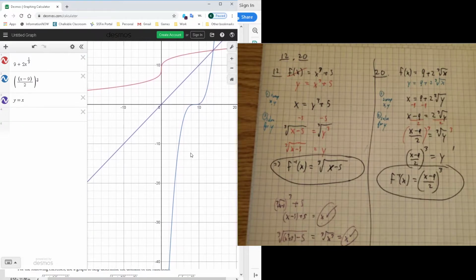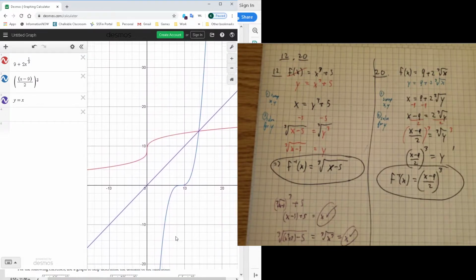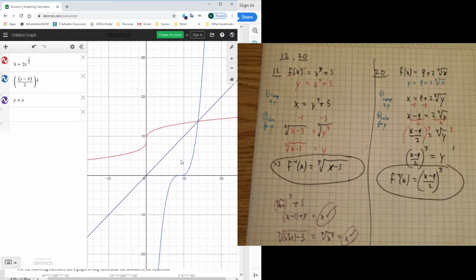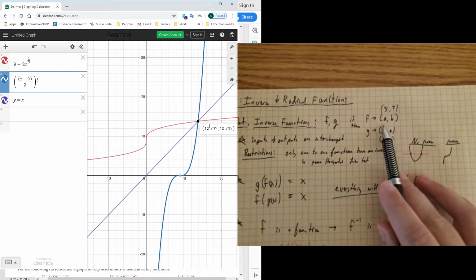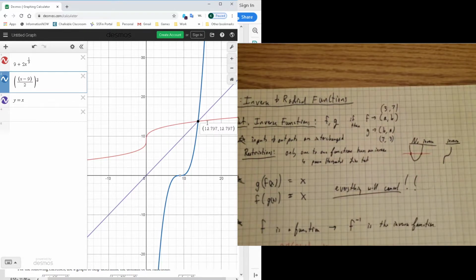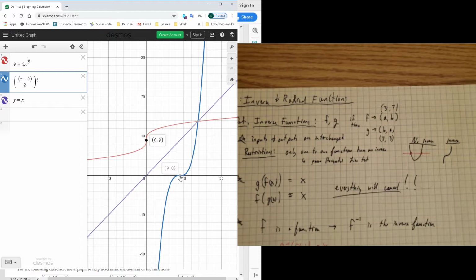If we go to another easy value, I think that's actually it. Oh, that's not a nice one. Okay, and then of course there's sometimes a place where they cross, and that's the only place where they're the same inputs and outputs. But again, it always follows this rule. This rule of (a, b) becomes (b, a). (0, 9) becomes (9, 0). It has to, because it's an inverse.